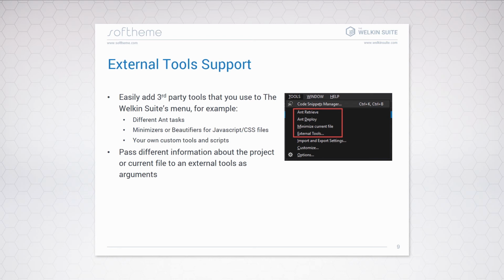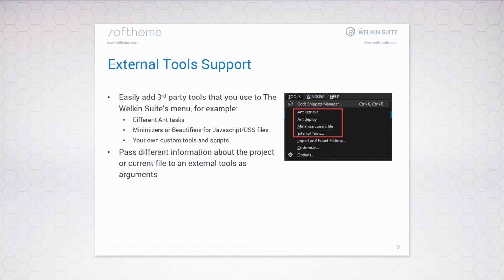As another way of using this, you can have some minimizers for JavaScript or CSS code. Or if you're a hardcore developer with a very cool development flow, you can develop your own custom tools, command line applications, bot or PowerShell scripts. You can add all of them to the Welkin Suite's menu and call them very quickly. But it's not only about adding them to the menu, it's also another very cool thing that you can pass interesting information as arguments to those external tools.